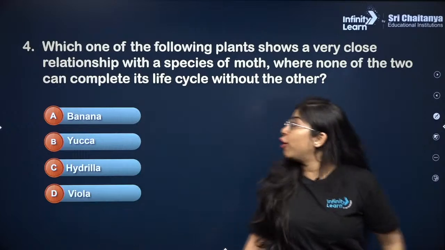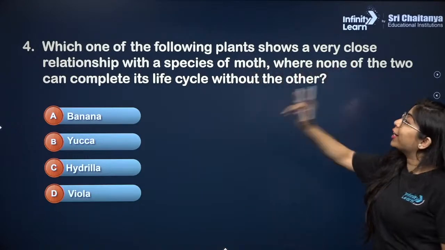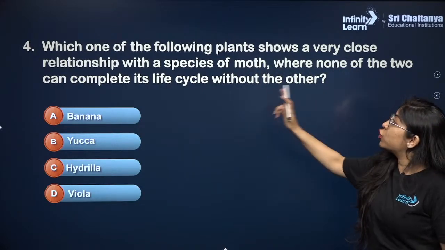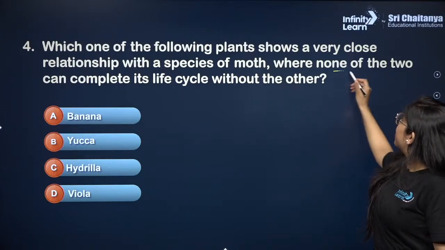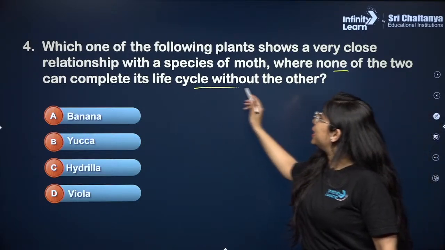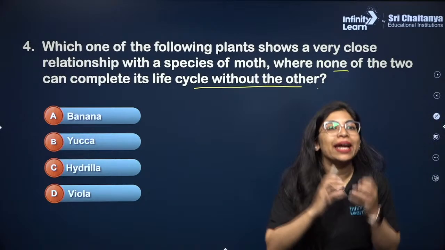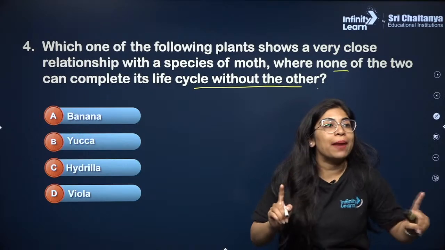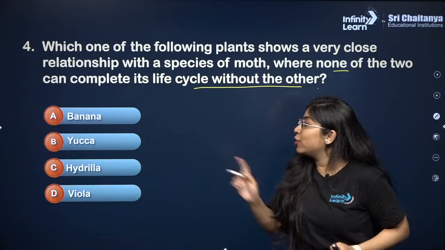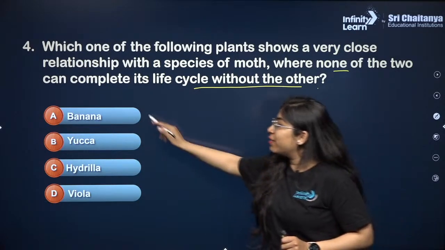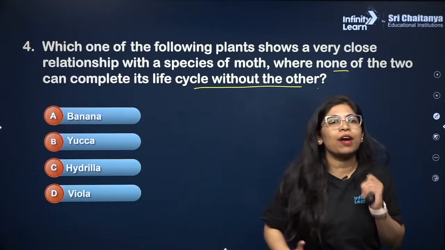Which one of the following plants shows a very close relationship with the species of moth where none of the two can complete its life cycle without each other? So it means that it is an obligate relationship because both of them cannot live without each other. What is the answer, everyone? Is it banana, yucca, hydrilla, or viola?